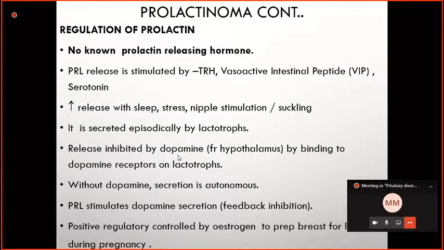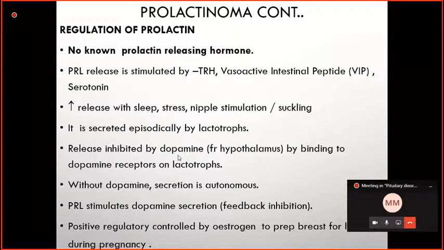So yeah, we talked about the regulation. Prolactin is increased with sleep, stress, and nipple stimulation. There are a lot of other things that can also cause an increase in prolactin, but it should not be very, very high. So whenever you measure prolactin, if it is slightly high, you cannot just straight away jump into prolactinoma, because there are other causes of increased prolactin.